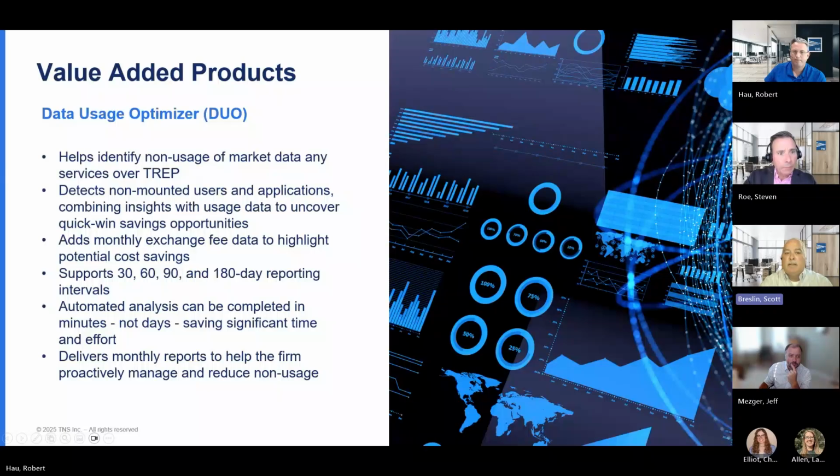Thanks, Rob. Yeah, I'm going to talk about our data usage optimizer product. It basically runs any data feed that is on your TREP system. We can look at the TREP non-usage, match it to the fees for the exchanges that we get from LSEG, and show you very quickly. So clients that do this today, it takes either hours or days for them to sort through what the impact is for non-usage and then figure out what the cost is.